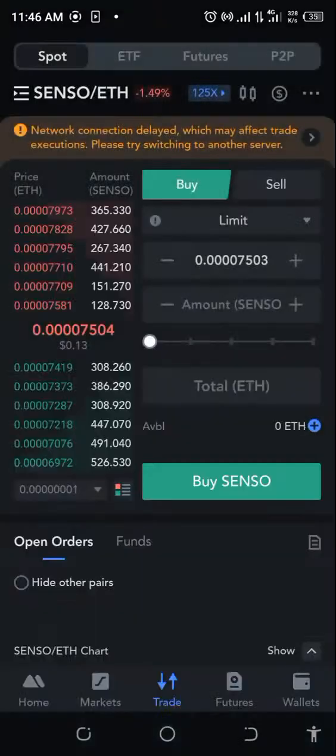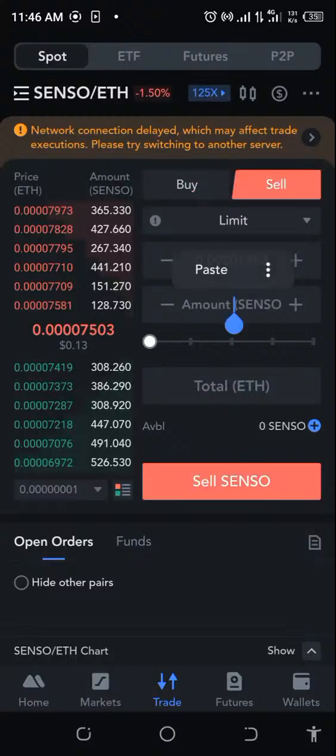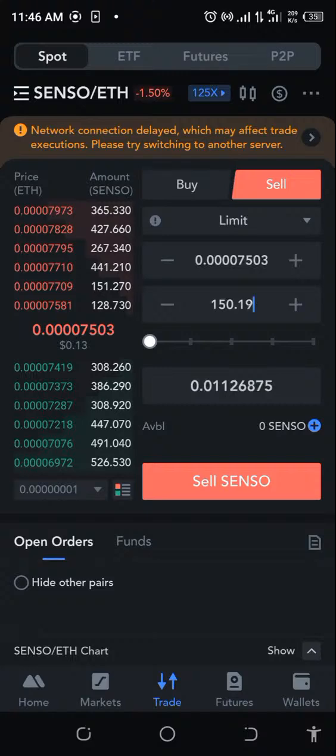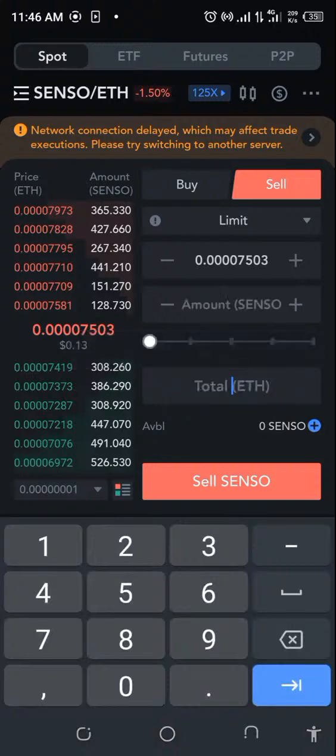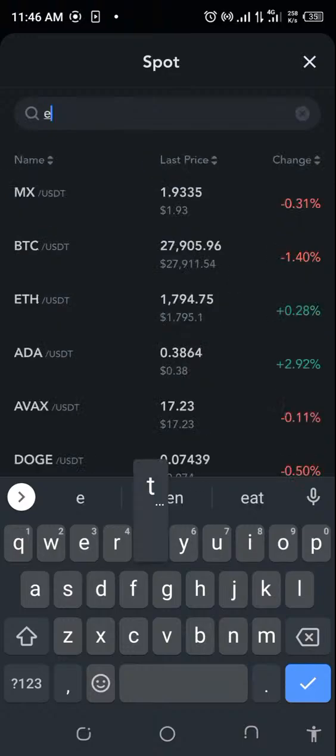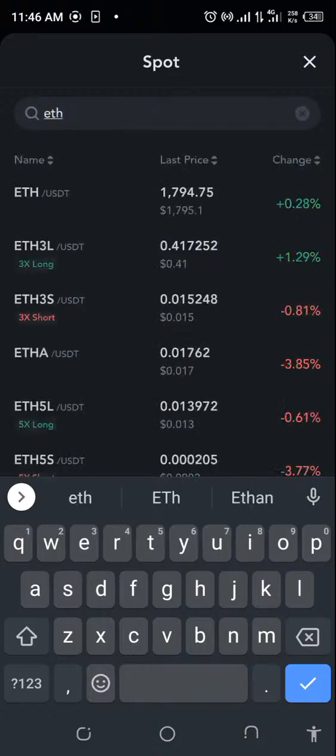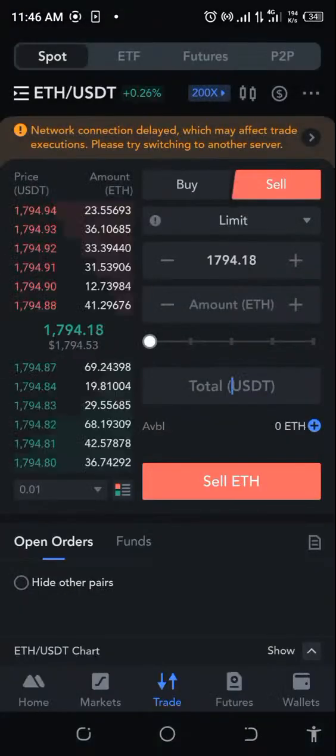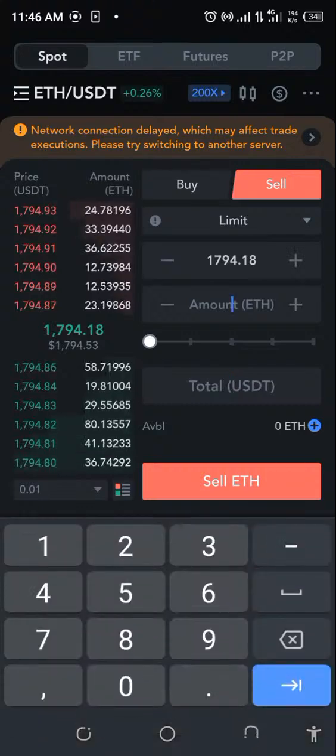Senso ETH is supposed to give us what? So we're supposed to sell to Senso ETH. Let's just try this out. Then we'll copy that out and go and check it. And then we'll sell ETH to USDT. Let's see how that will go. ETH to USDT. Let's see whether this is going to work. Never going to work. Let's go back and try it out with our BTC.